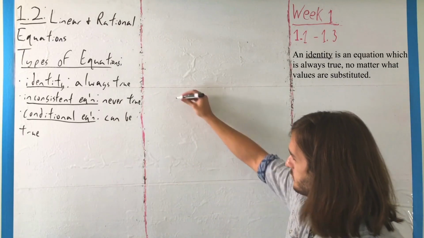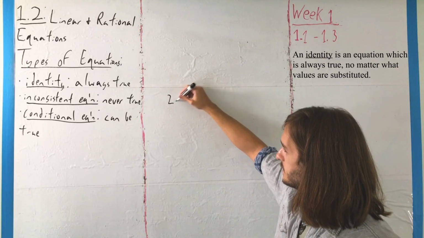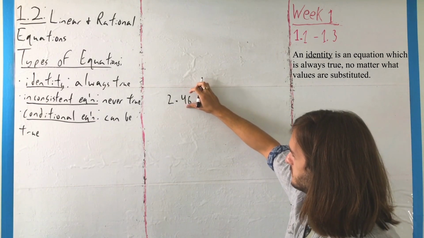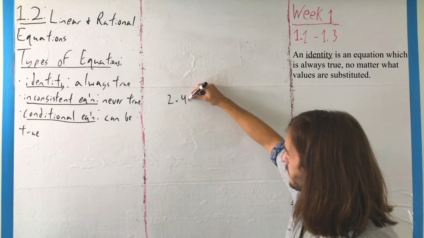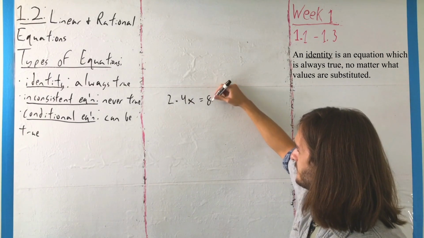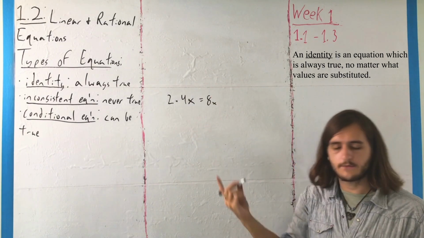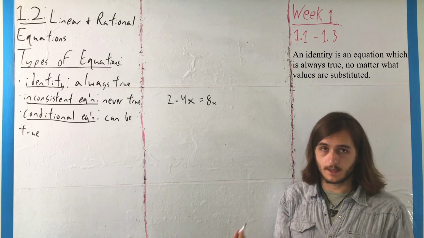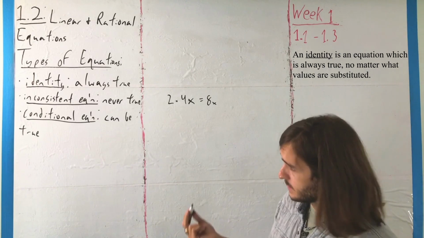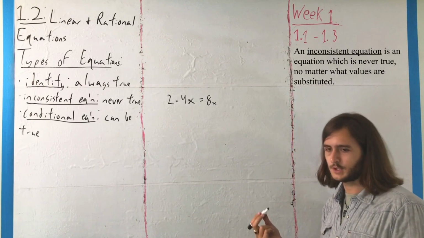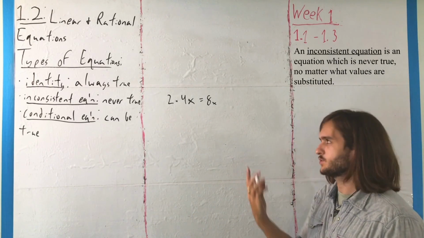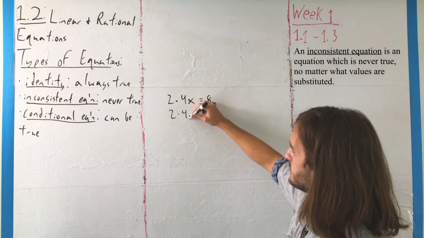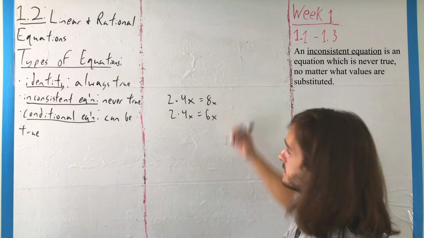And for us, a simple one would be something like 2 times 4x is equal to 8x. This is definitely always true because algebra kind of depends on things like that happening. On the other hand, we have things that are called inconsistent equations, which are ones that can't be true. So this might be something more like 2 times 4x is equal to 6x.